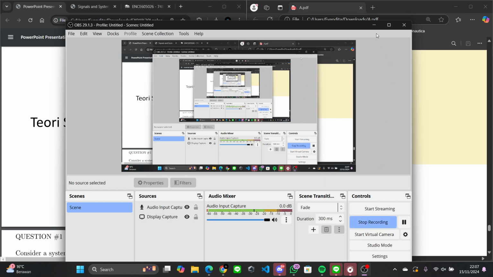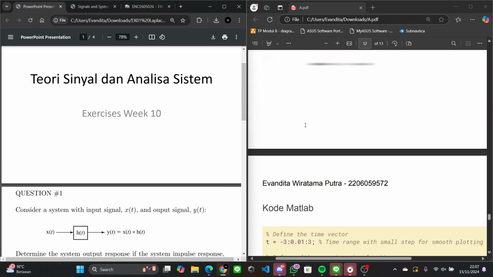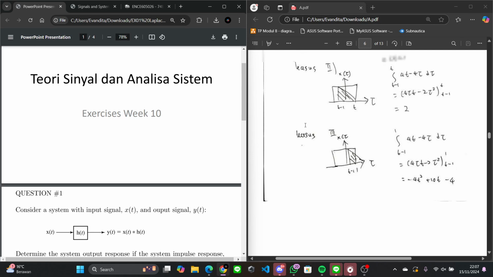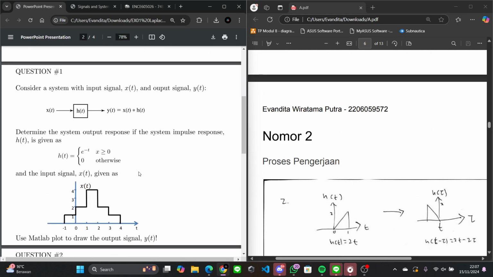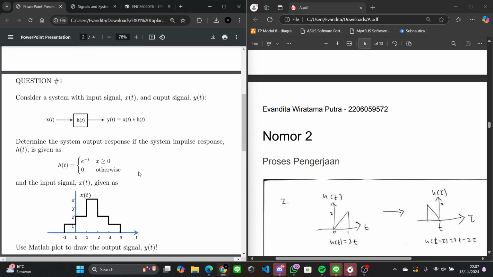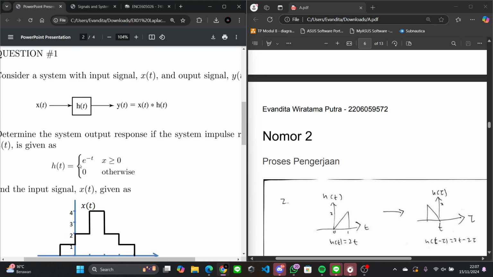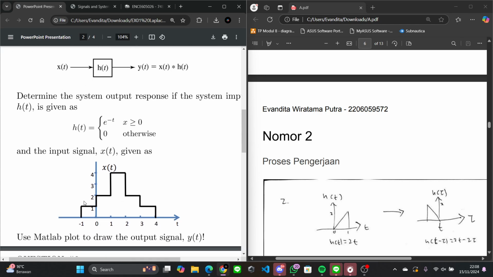Okay, so hello, my name is Evan, and today I'm going to explain some questions about convolution in signals and systems. There are actually three questions. In the first question, we are asked about the convolution of a system with the piecewise function e to the power of negative t, and there's also another signal with this graph.